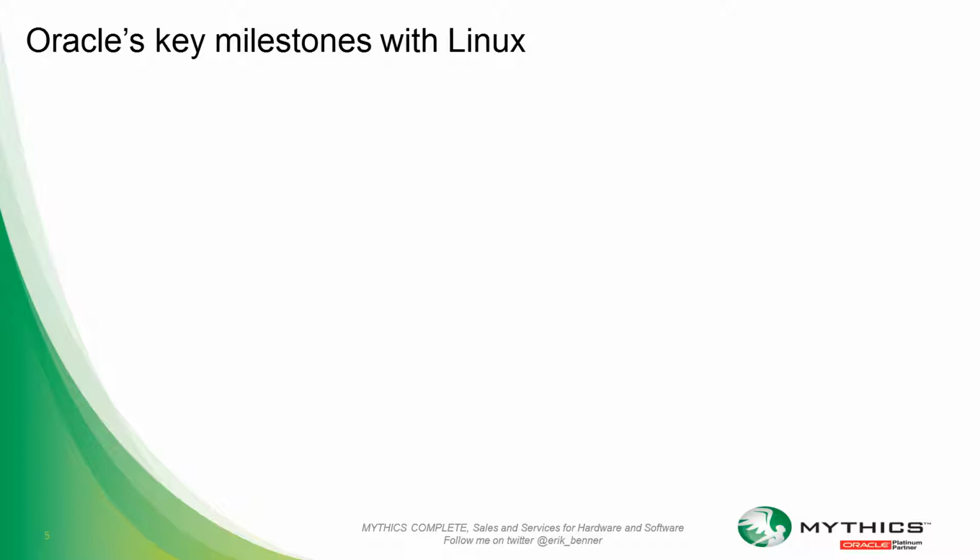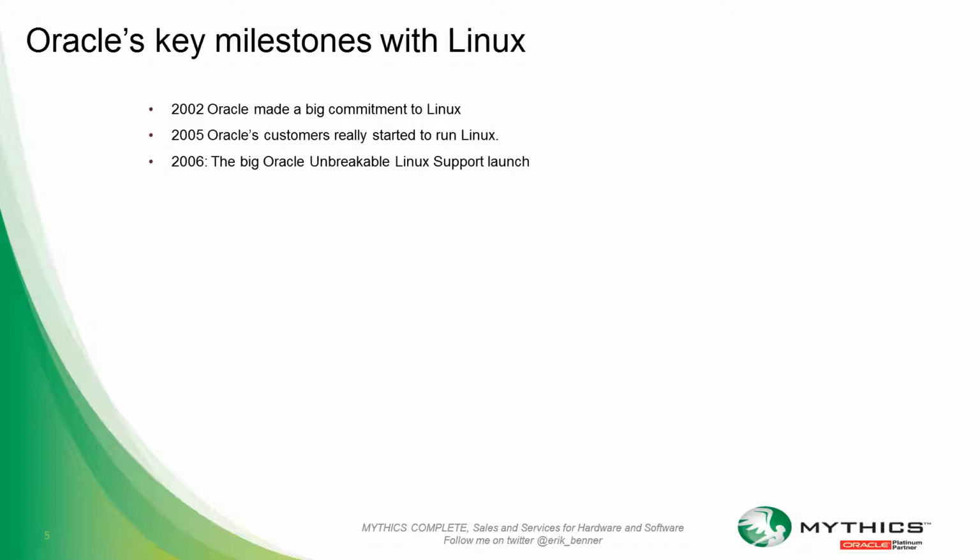So first I'd like to talk a little bit about Oracle and their history with Linux. Oracle's been doing Linux for a long time, and a lot of people don't always realize how long. They started in 2002, making a large commitment to supporting the Linux operating system. In 2005, Oracle started seeing customers really adopting Linux as an operating system. It really became a way of running enterprise systems. In 2006, Oracle made a rather large announcement: they started their Linux support program, Unbreakable Linux Support, and that launched their distribution of Linux, which became Oracle Linux.